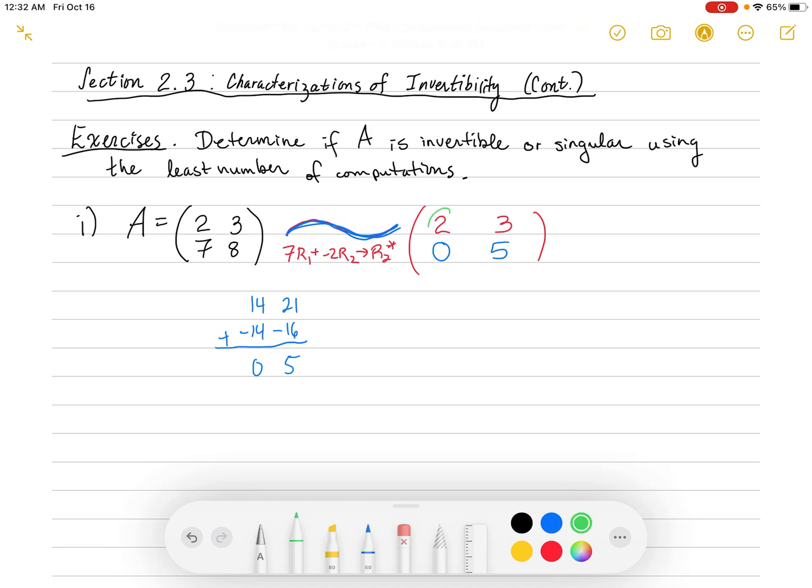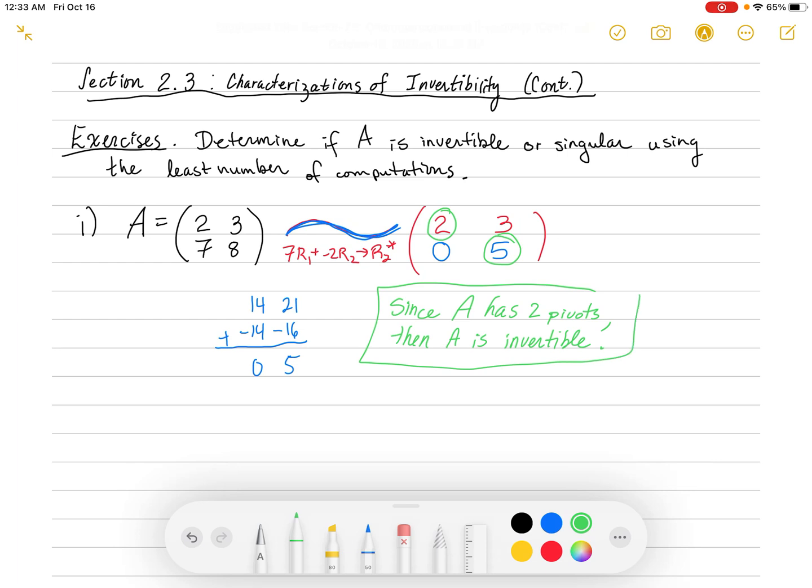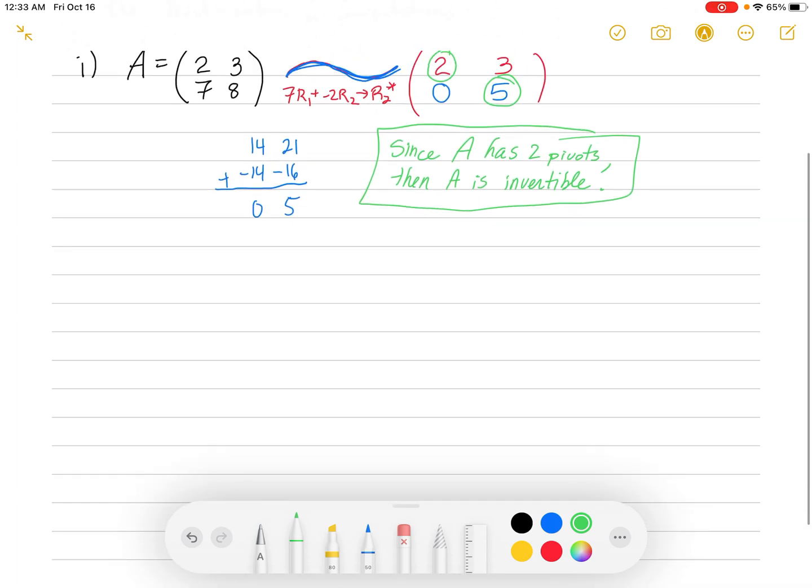So I've put that in echelon form. Notice you have 2 pivots, right? So as soon as you see you have 2 pivots, since this 2 by 2 matrix A has 2 pivots, then we know it's invertible. If it had less than 2 pivots, it would be singular. But because it has the full number of pivots, it's invertible. Since A has 2 pivots, then A is invertible. So as little work as possible, that's the idea.